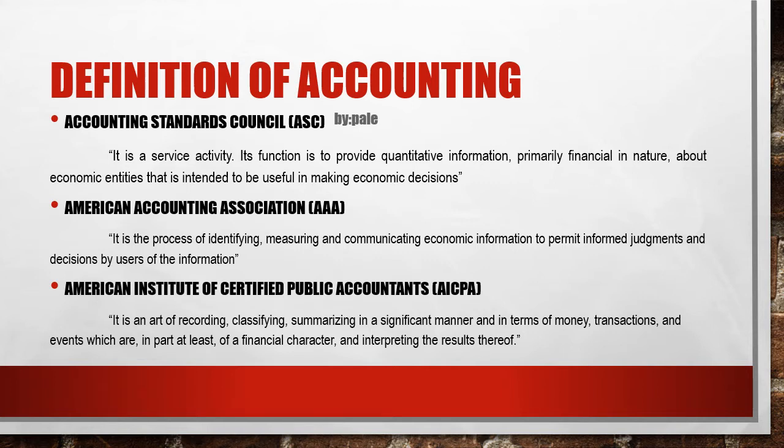So take note, there are four INGs: recording, so the way you record the transactions; classifying, so you classify them according to account titles and categories; summarize, so you must get the balances in a significant manner; and of course, in terms of money, so must be quantifiable transactions and events. So take note, all of these transactions are financial in character. What is most important that a certified public accountant must know is how to interpret the results to the management or to the interested parties.